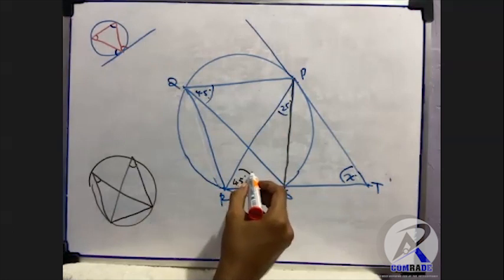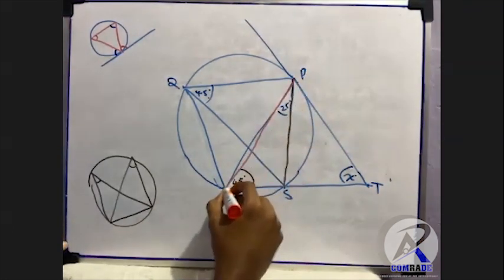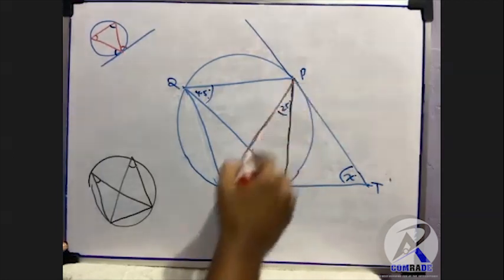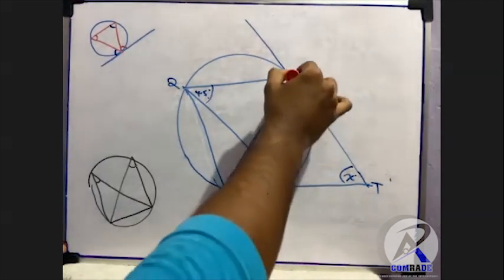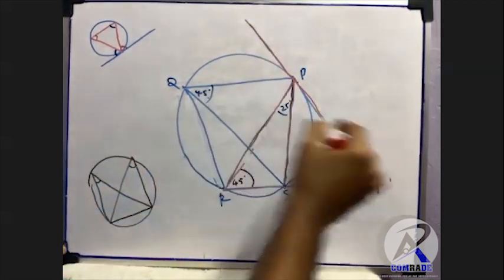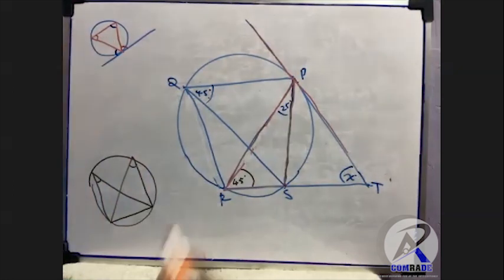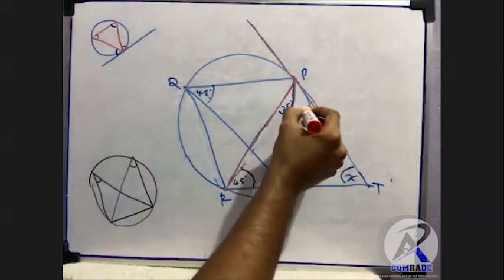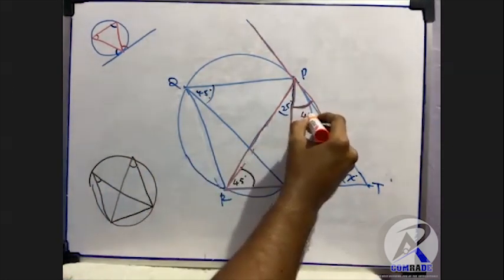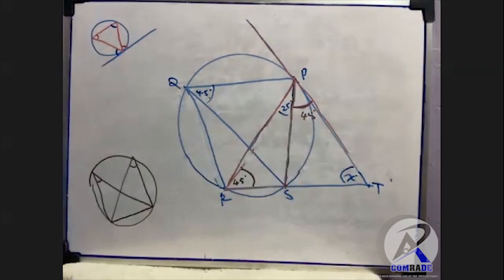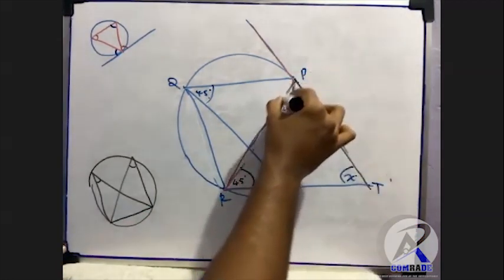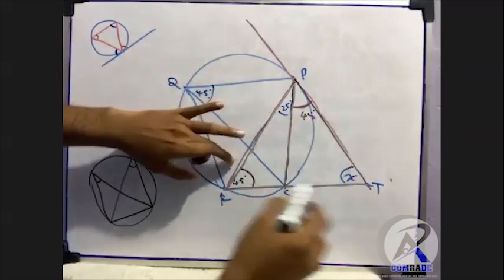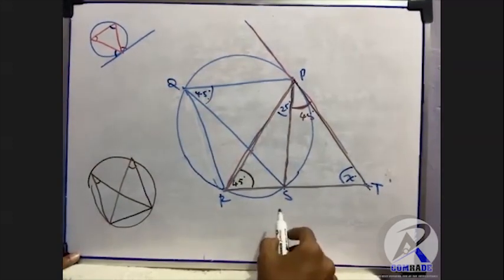If this is 45, see this triangle P, R, S with the tangent. This angle and the opposite interior angle should be equal, so this is 45. When I consider the total triangle, I have 25 for this angle, 45 for this angle, 45 for this angle, and x for this angle. Now you know the rest: the sum of the interior angles in a triangle is 180.